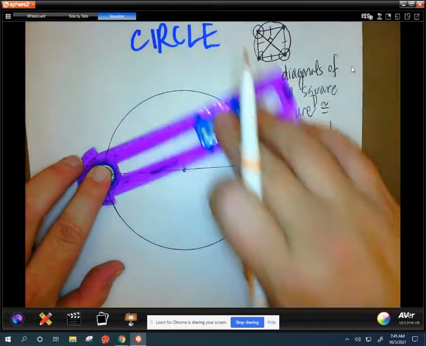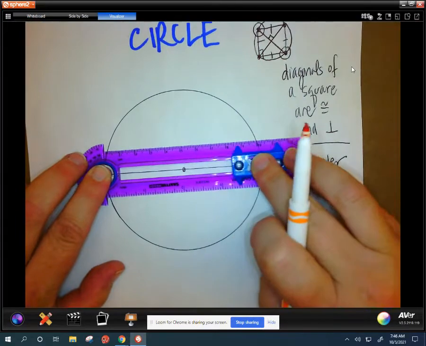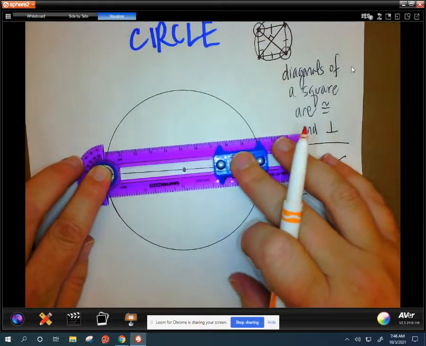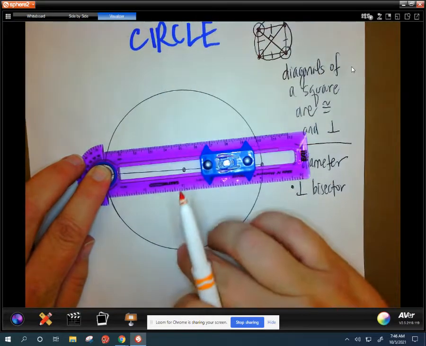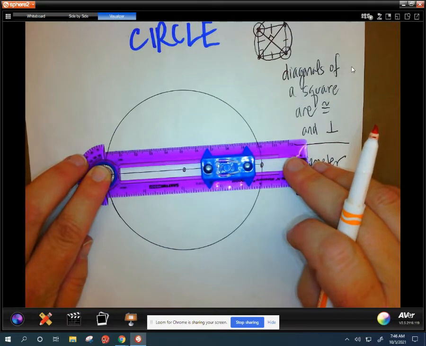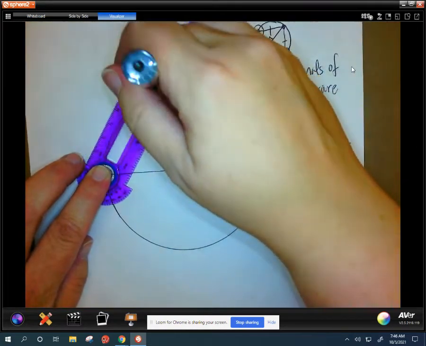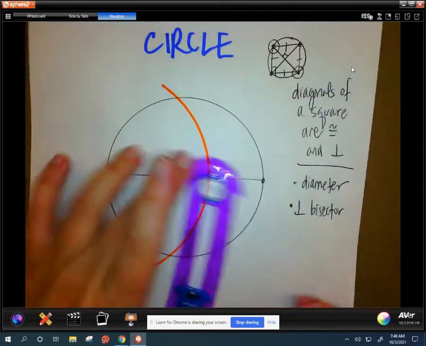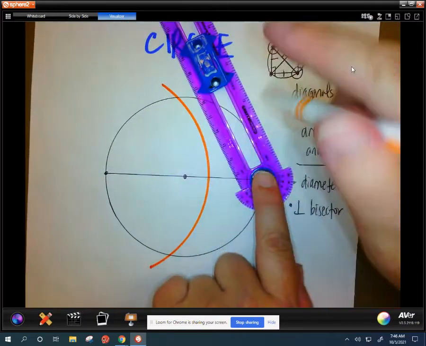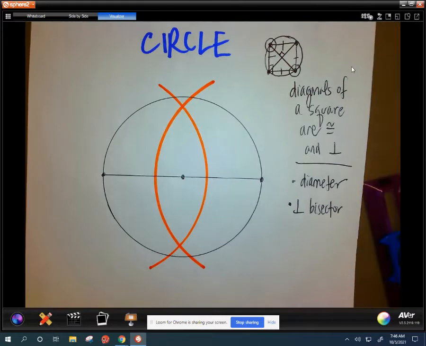Some people will have their arcs intersect inside the circle. Some people, if they have a longer radius, will have arcs that intersect outside the circle. Or if you just happen to get lucky, they will intersect on the circle. But the point is we just need to get those two points to draw a perpendicular line. So I am going to go above and below from both endpoints. And you can see for me that my points are on the inside.